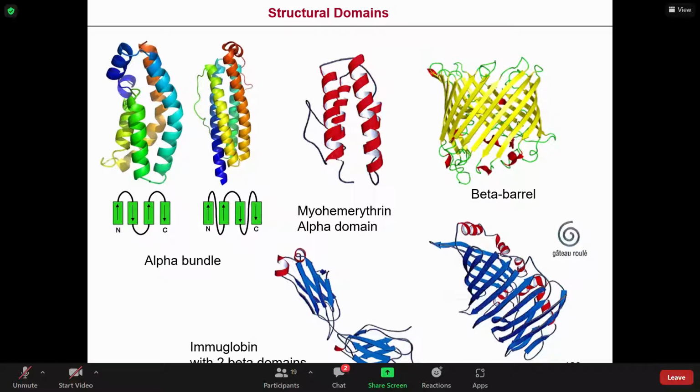Usually proteins are described as several structural units. A structural domain is an element of the protein's overall structure that is self-stabilized and often folds independently of the rest of the protein chain. So in your protein, you can have several structural domains which can be folded independently.